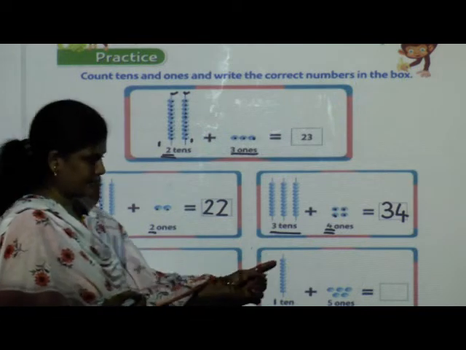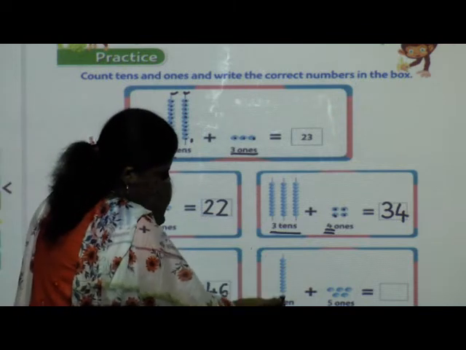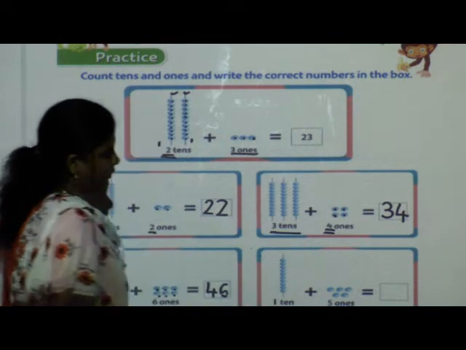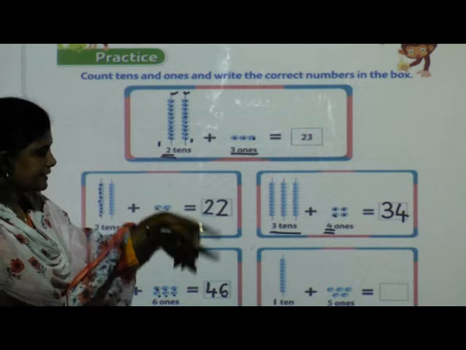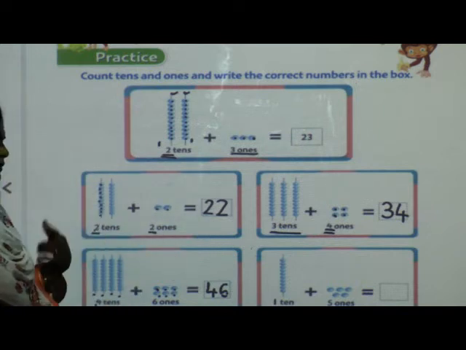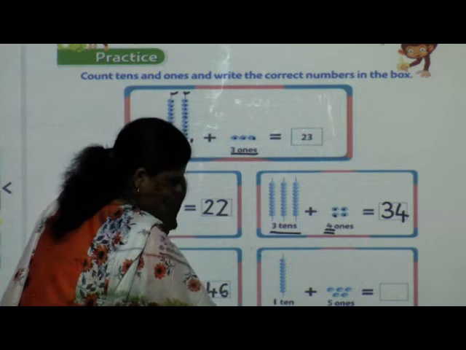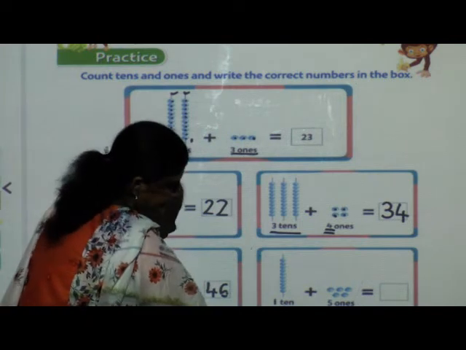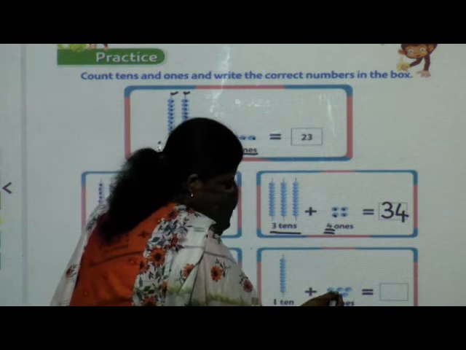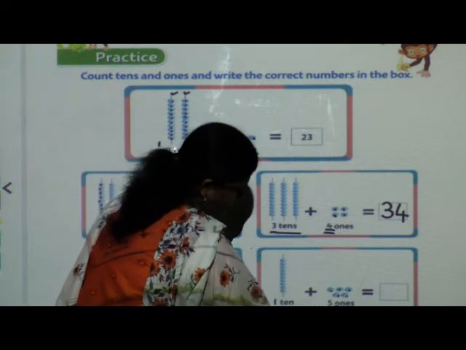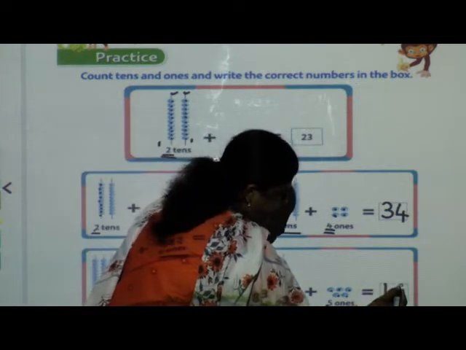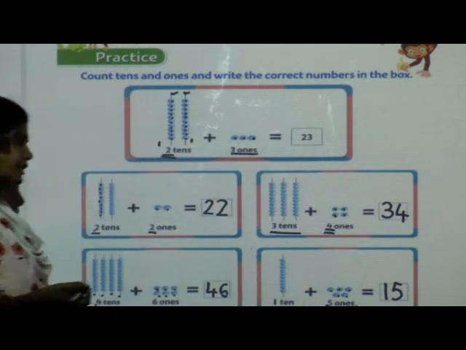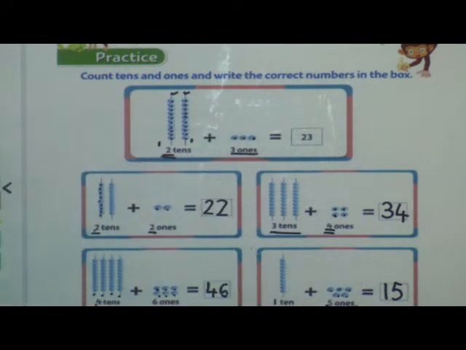Like this. Now see. Here only 1 ten is there. See, when we have more than 1 bundle, we have to say tens. But if there is only 1 bundle, we have to say ten. 1 ten means 1 bundle. And 1 one, 2 ones, 3 ones, 4 ones, 5 ones. So here 5 ones. So what we have to write? 1 ten, 5 ones. 1 5, 15. Okay. Now I will wait for a minute just to complete it.